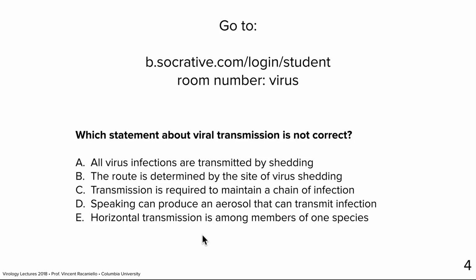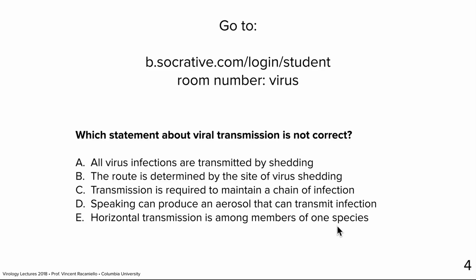Which statement about viral transmission is not correct? All virus infections are transmitted by shedding. The route is determined by the site of virus shedding. Transmission is required to maintain a chain of infection. Speaking can produce an aerosol that can transmit infection. Horizontal transmission is among members of one species, which is wrong.